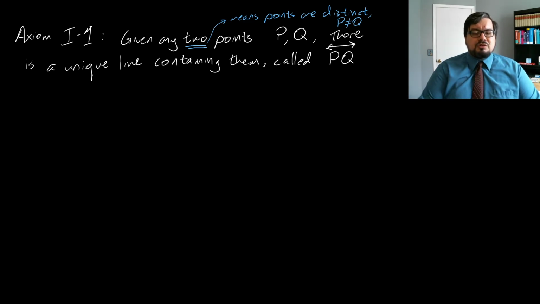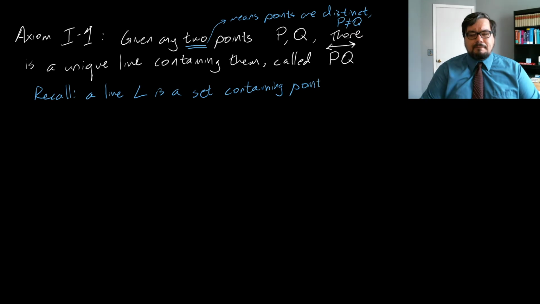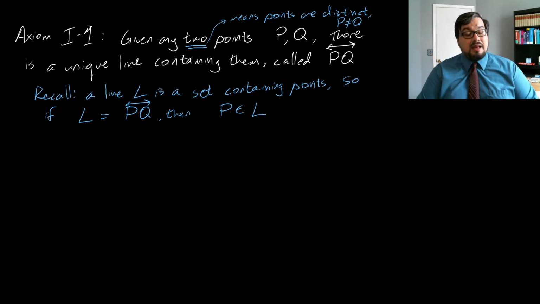Now, just to make things clear, recall that a line L is a set containing points. So if L is the line containing P and Q, then that means that P is actually an element of L. L is a set, P is an element of that set, and Q is an element of that set as well.